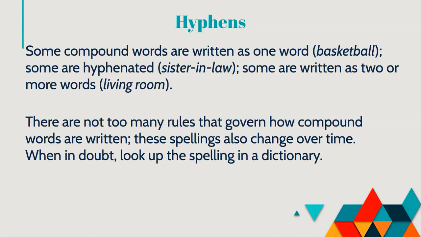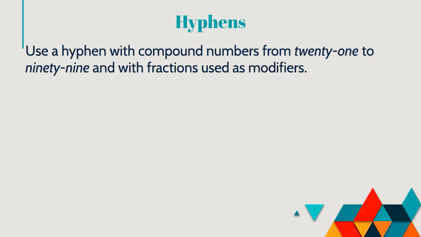So your best bet when you're not sure is to use a current dictionary. Usually one of the online ones works well because those are going to be the most up-to-date to look up how the word is spelled, because these things do change. There are a few rules though that are pretty consistent. The first is that when you're using compound numbers from 21 to 99, so basically after 20 but before you get to 100, you use a hyphen. And then when you're using a fraction as a modifier, as an adjective.